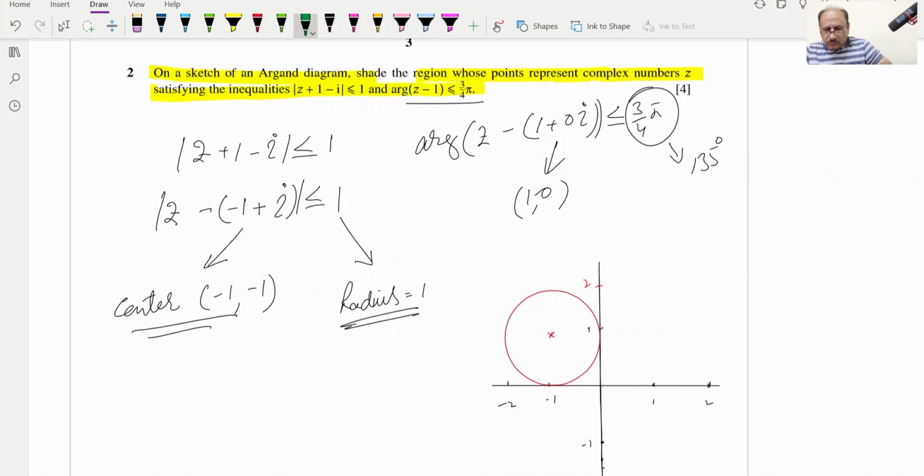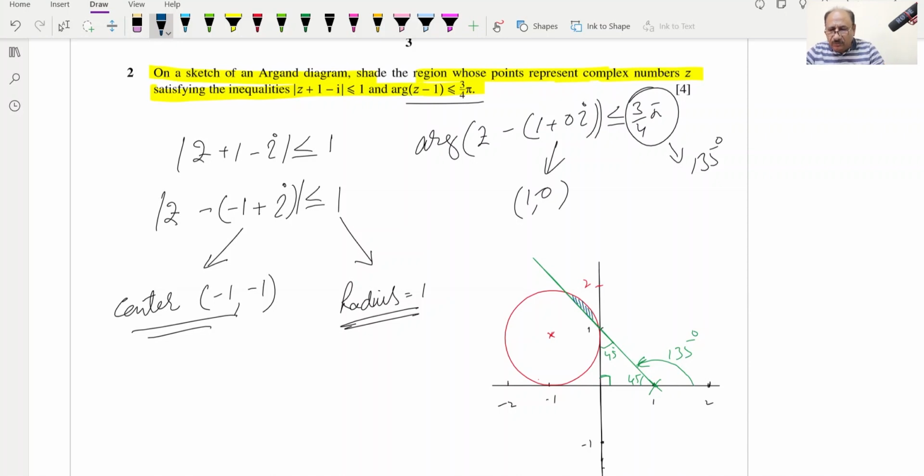Now if we plot this one, 1, 0 will be this point, and we draw a 135 degree angle like this. This angle will be 135 degrees, and this angle will be 45, so this angle will also be 45 degrees, and this will be the portion which is shaded in both.